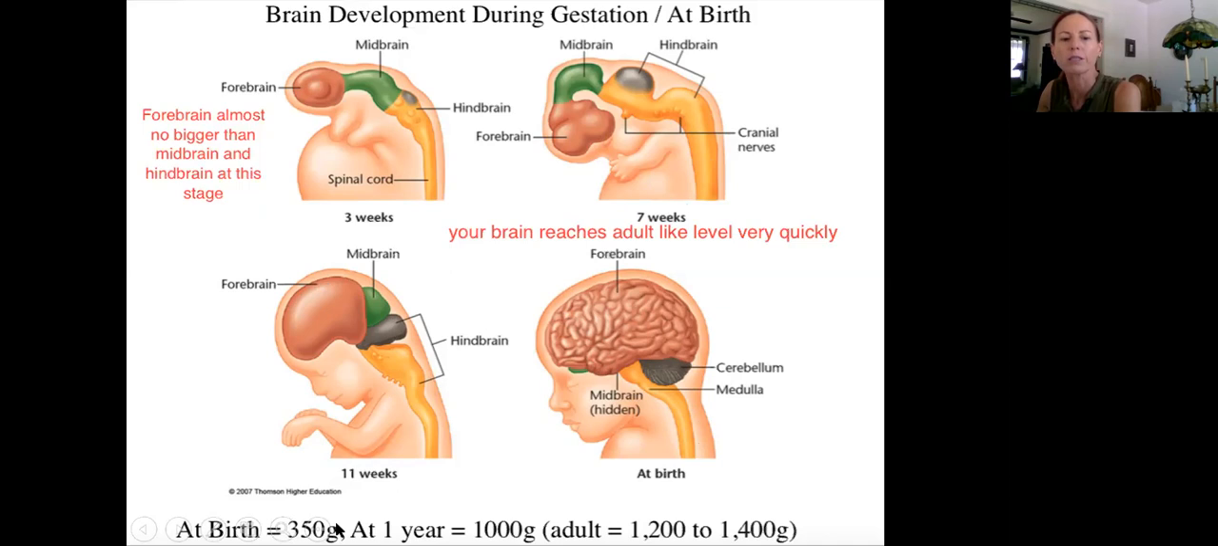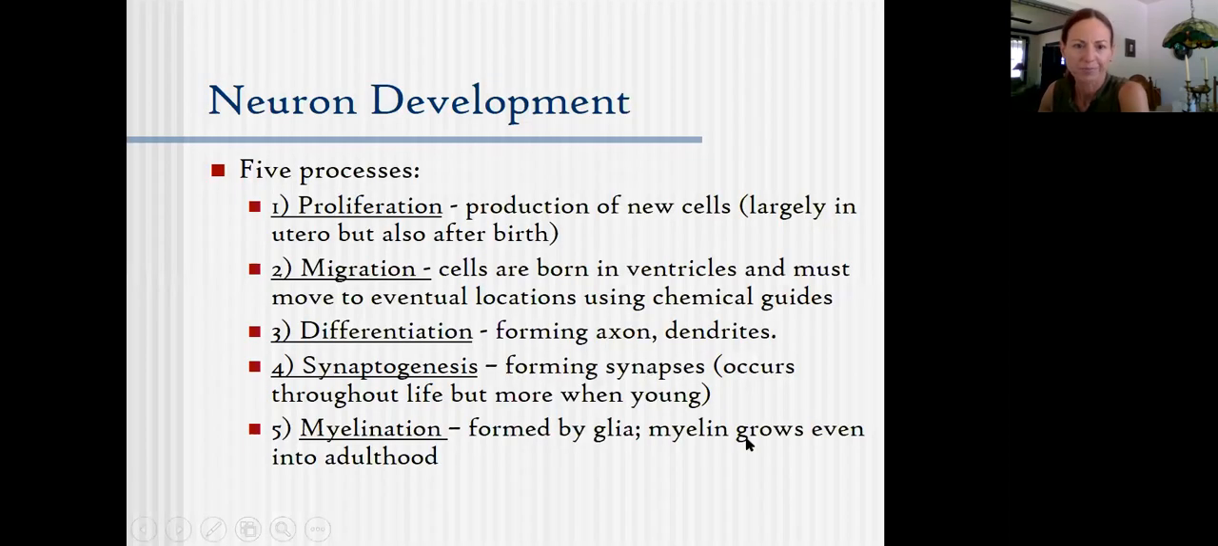If you look at the very bottom there, you see the size of the brain. At 1 year old, the brain is almost as big as an adult. So the brain does develop fairly early in life. But some of that development happens after birth, and we'll see that. Okay. So what happens in that development process when the baby is in utero and then afterwards?